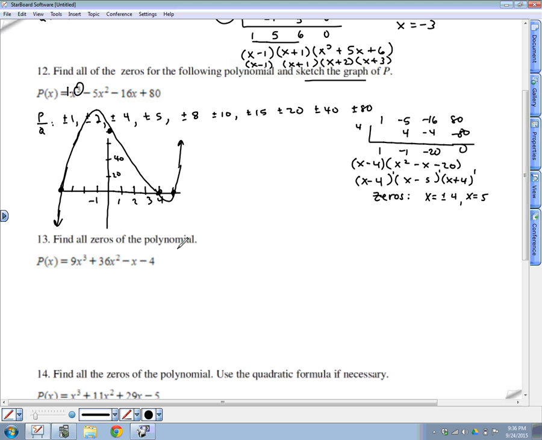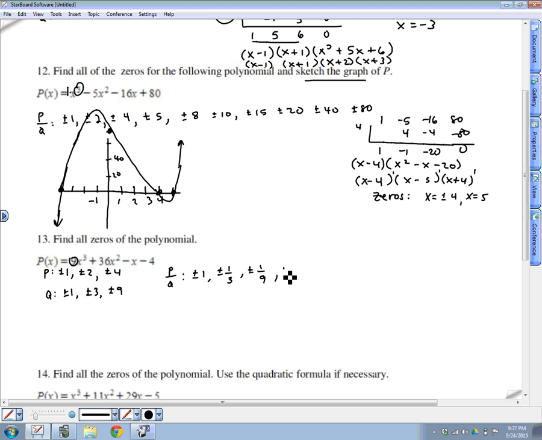Okay, question 13, find the zeros. This one, values of p of plus or minus 1, 2, and 4, but now the values of q are a little different. We have a leading coefficient of 9, so it's plus or minus 1, 3, and 9. So the values of p over q, you've got to divide all the values of p by all the values of q. So 1 over 1 is 1, 1 over 3 is 1/3, and 1 over 9 is 1/9.